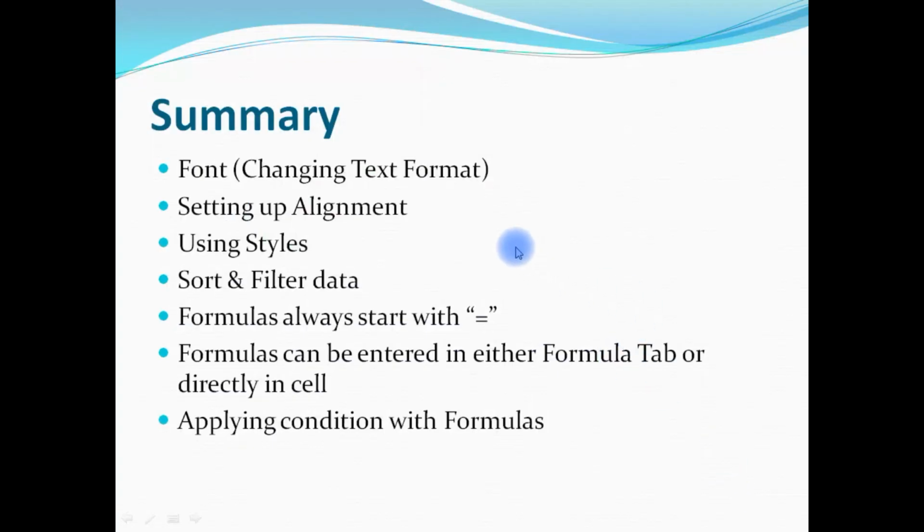So just to give you a quick summary, so far what we have learned is how to change the text formatting, how to set up alignment, how to use different styles, how to sort and filter data, how to click on the formula that should always start with an equal to sign. Formulas can be entered in either the formula tab or directly in the cell, and applying conditions with formulas. So I'm just going to quickly cover this sort and filter data.